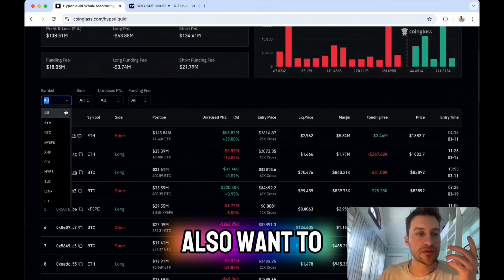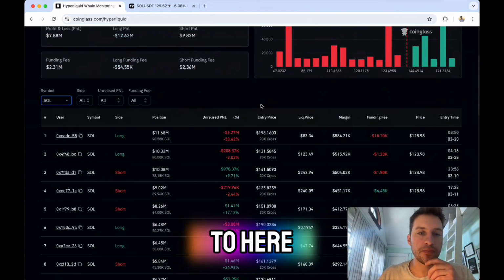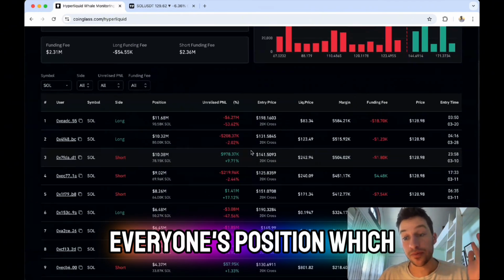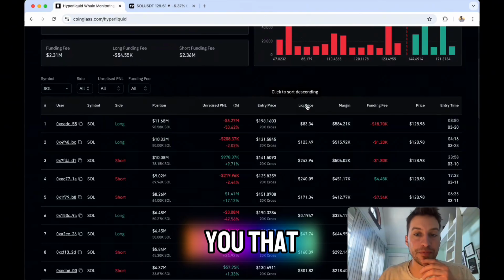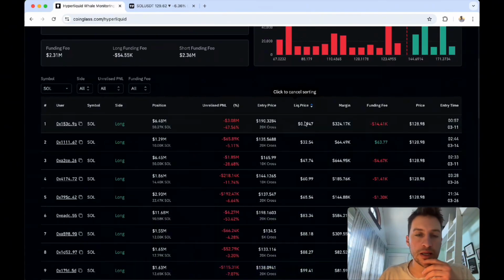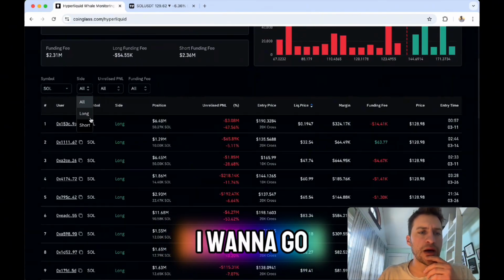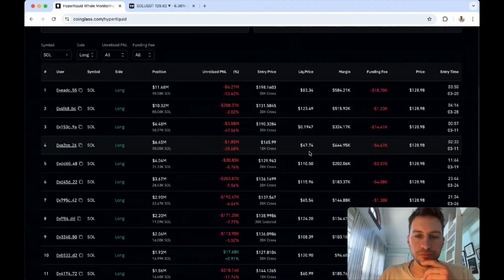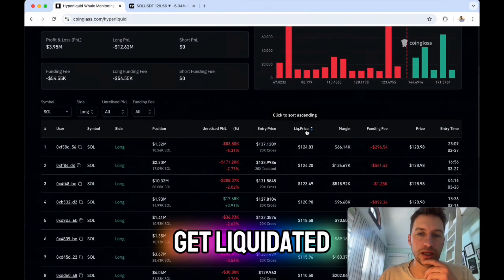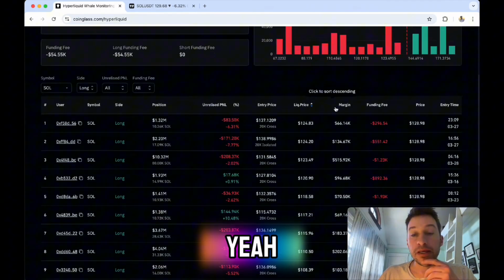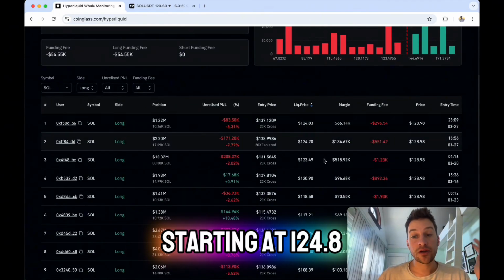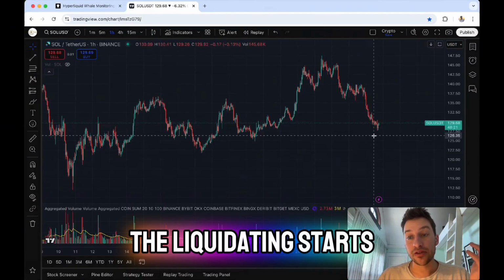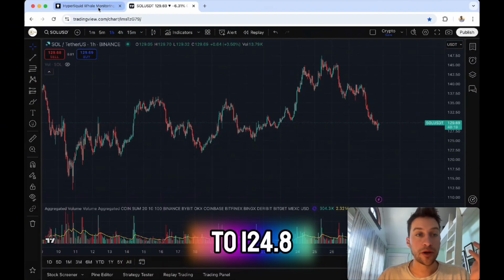And if you also want to be very specific, we can go to here. You can also see all of the Solana positions here, everyone's position, which is really funny that it shows you that. We can even sort by liquidation price. I want to go look at the longs that are going to get liquidated. Let's go take a look at their prices, shall we? So for the longs that could get liquidated, perfect right here. Here are all their liquidations, starting at 124.8. So we know that the liquidating starts when we go to 124.8.